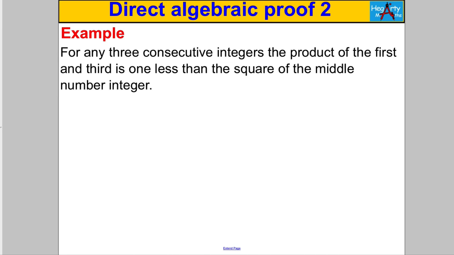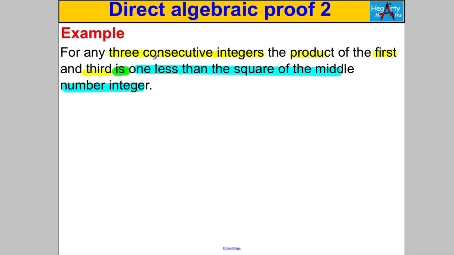Now this time we're asked for any 3 consecutive integers, right, the product, that means multiply, of the first and the third one is, now when you see is, this is a key word, that's equal, is 1 less than the square of the middle integer, the middle number integer. Okay, let's try and get an expression for the thing in yellow. Let's try and get an expression for the thing in blue, and let's try and show they're both the same.